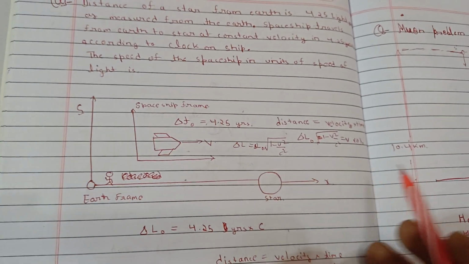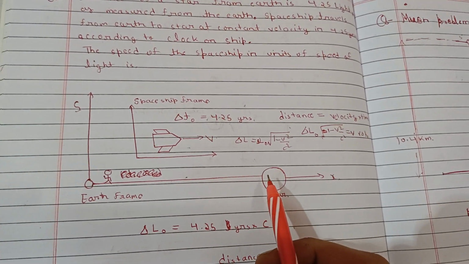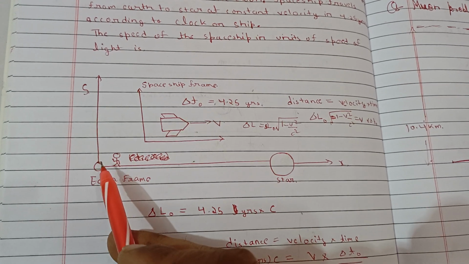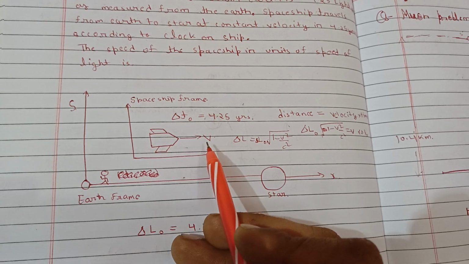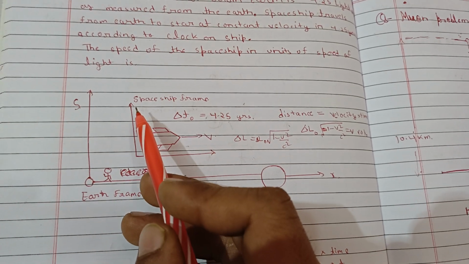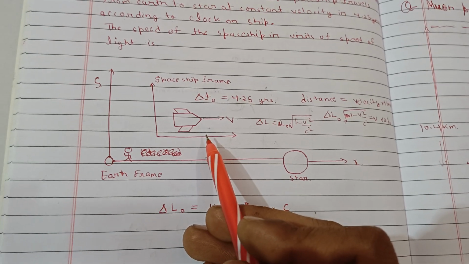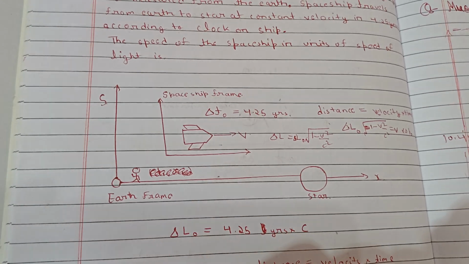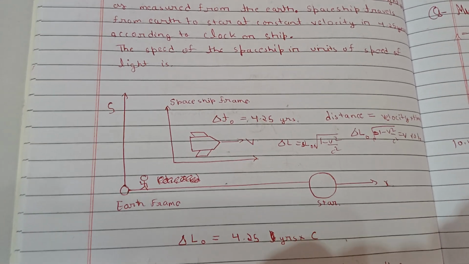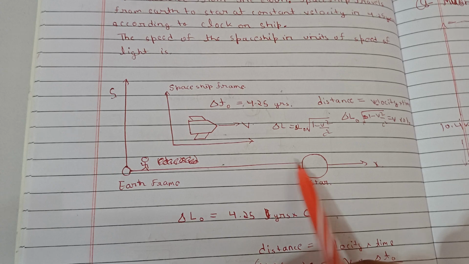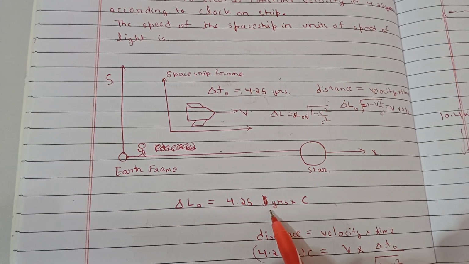This is the S frame, meaning the Earth frame we can say, and this is the star, and this is the observer on Earth. So there is this spaceship which is moving with speed v, and we will call it a different frame. Okay. So what is in the question is the distance of a star from Earth is 4.25 light years. So it is this length, measured from Earth, 4.25 light years.